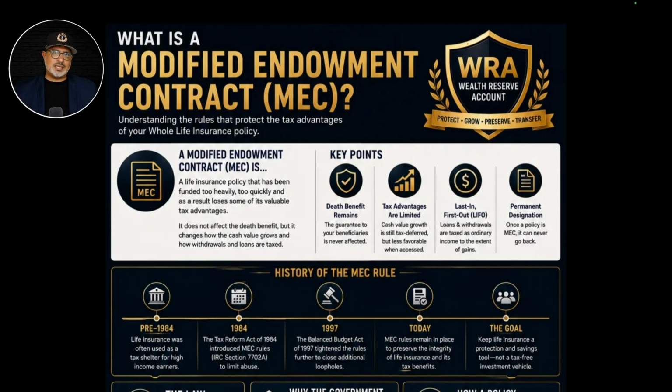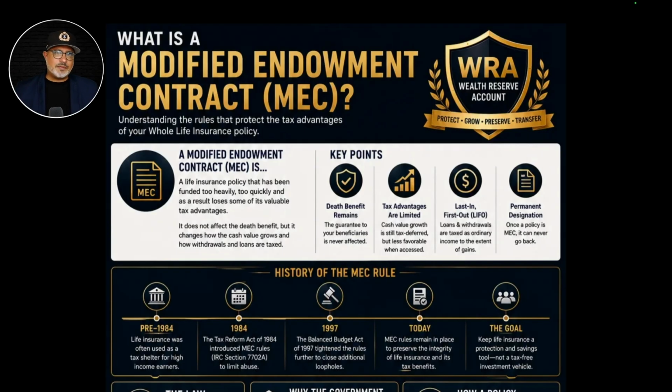The paid up additions and cash value in this contract have limitations that the government sets in place. And this is called the MEC rule, or the modified endowment contract. To put it simply, there is a ratio between how much death benefit and how much cash value you can put into any particular contract. The government regulates it, and the life insurance companies enforce it.